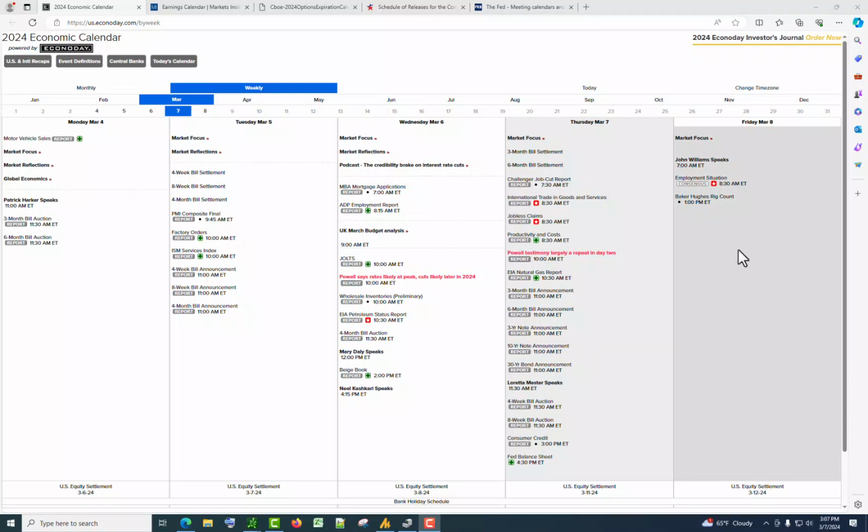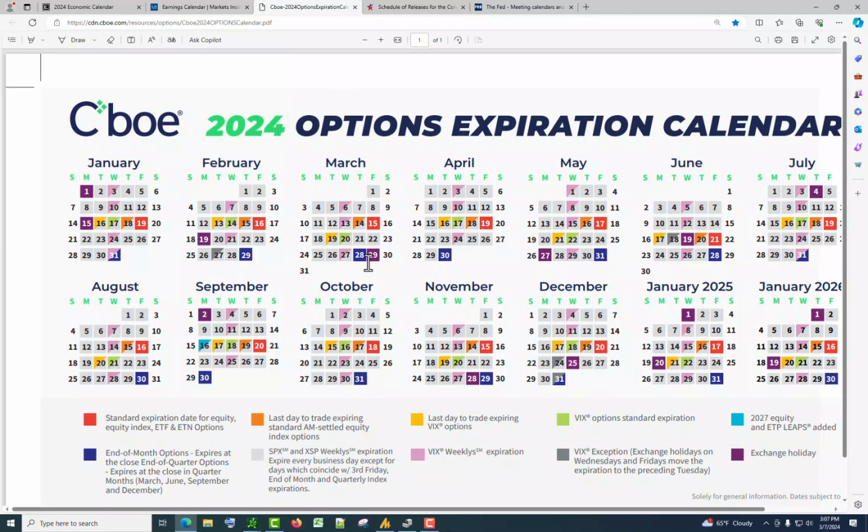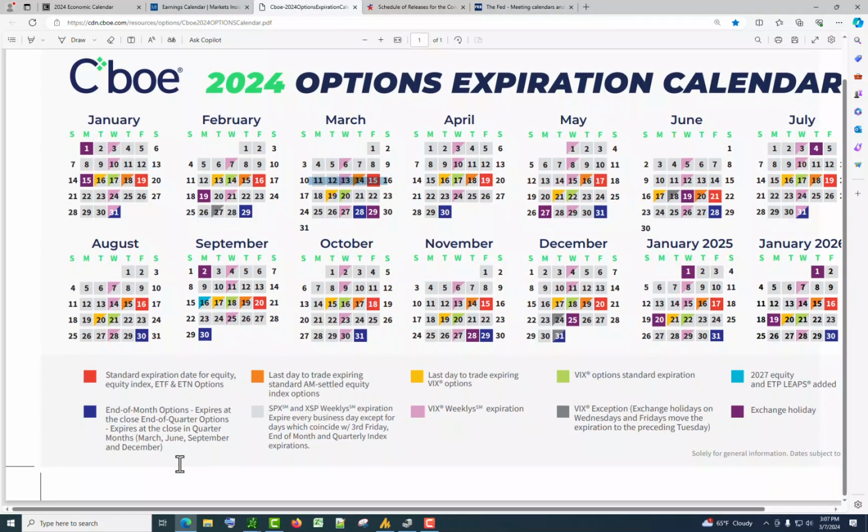Tomorrow's Friday, a special Friday, because we're going to set up for the next week. By the way, we're on week 10. Next week is going to be week 11. Next week we have the option expiration, and then we have the option end of month and also end of quarter. This week is huge.